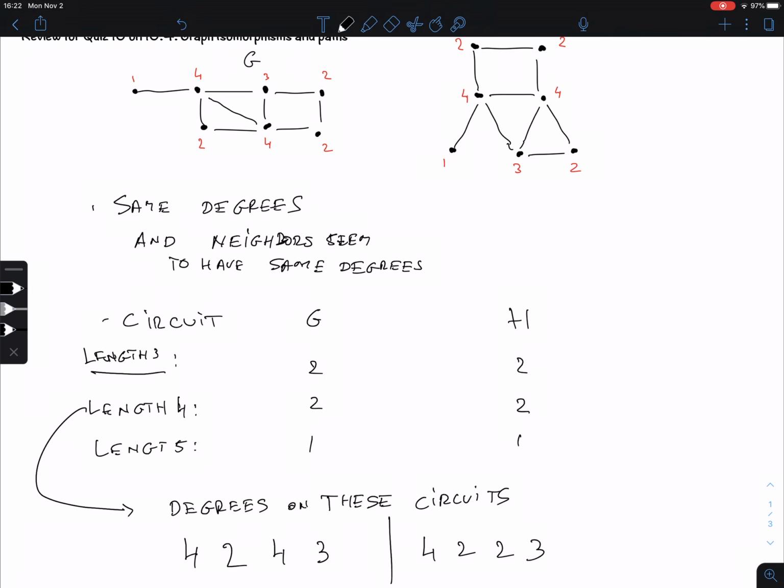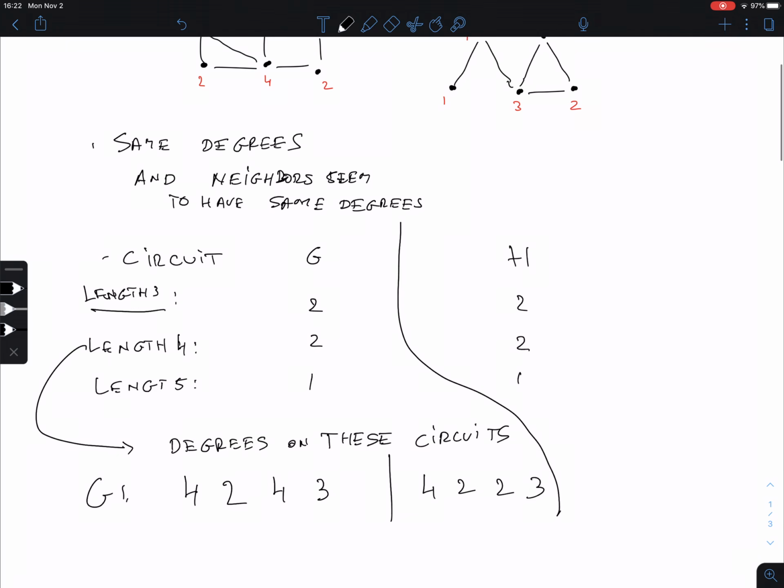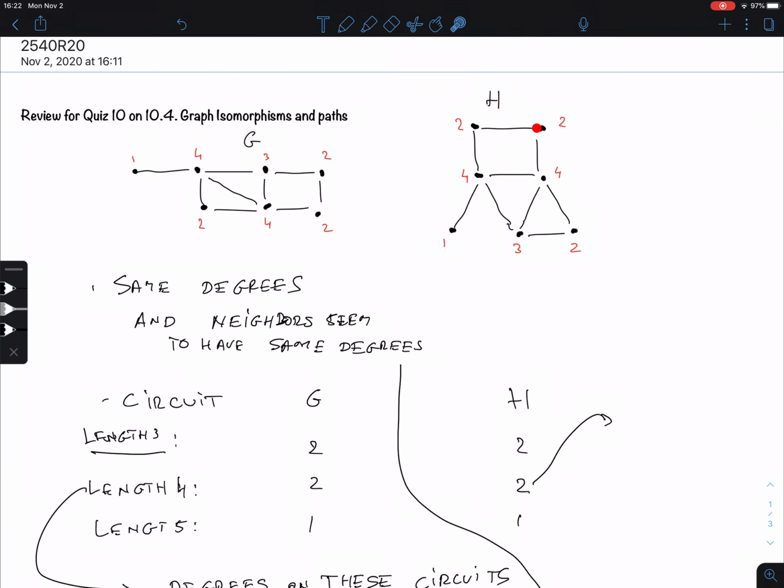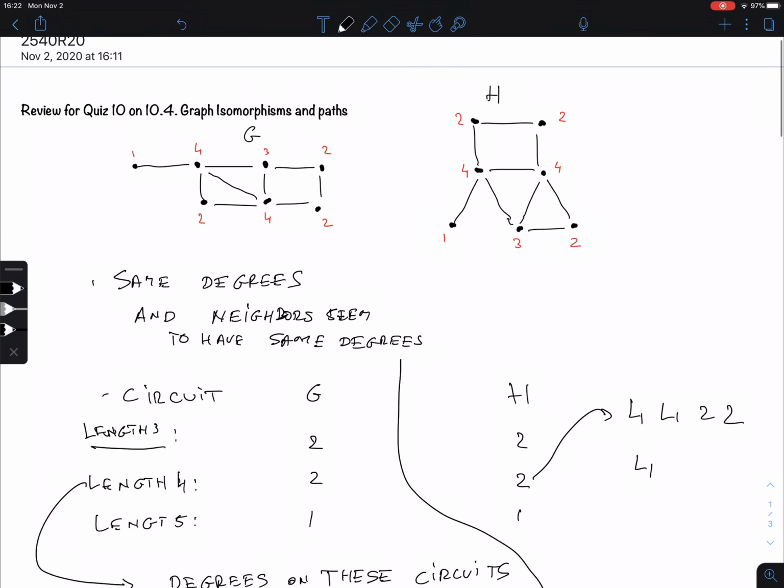So this was for G. What happens in H? Here's my H. Let's look at the length 4 circuits in H. There are two of them again. One is this one, which if I enumerate it would be 4, 4, 2, 2. And the other one is 4, 3, 2, 4.